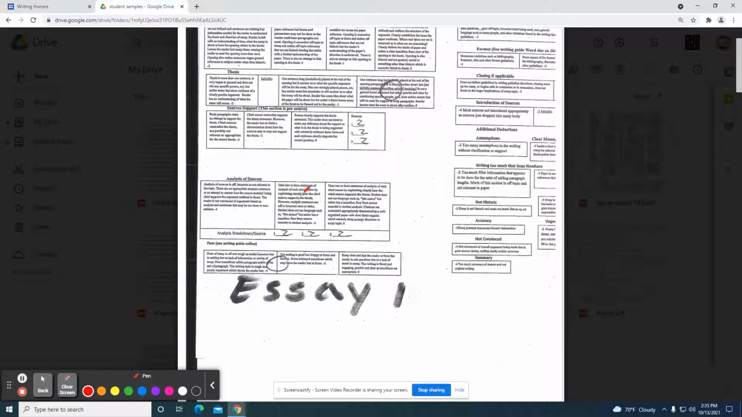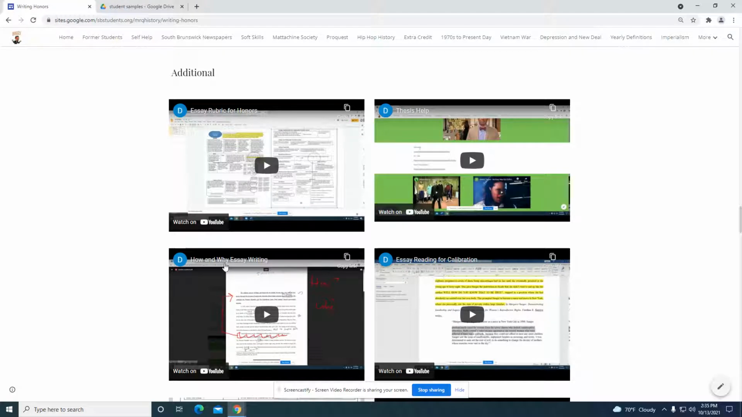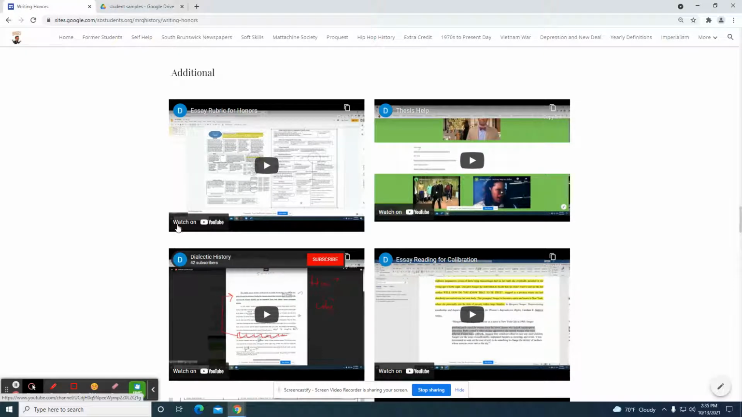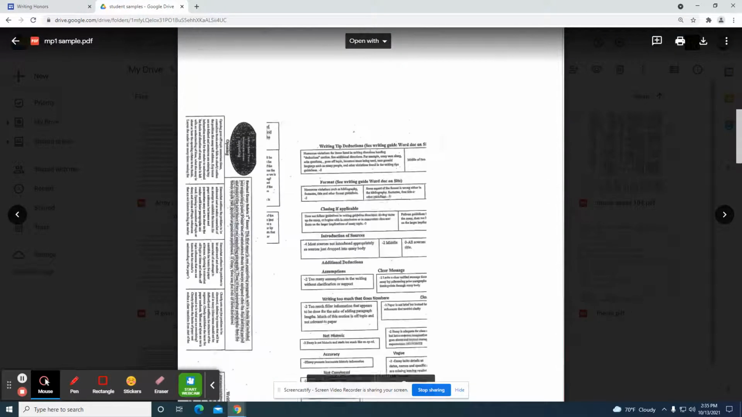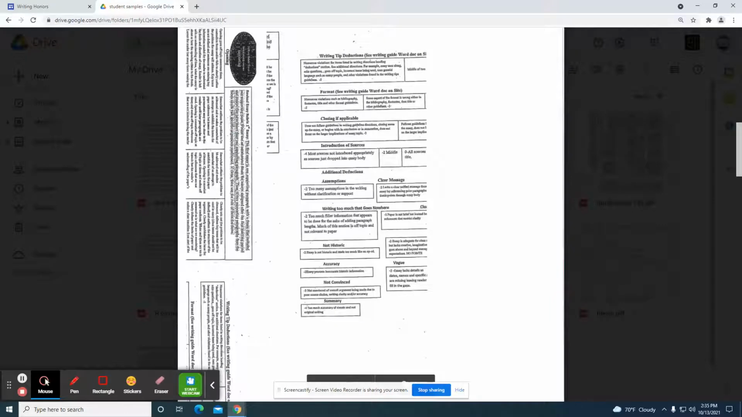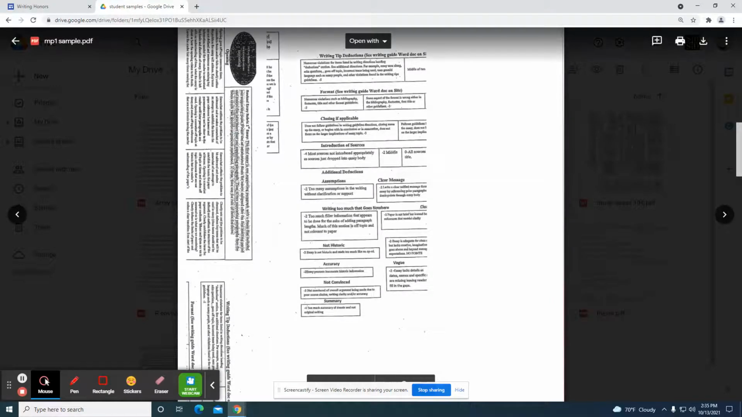Analysis of source. For this part, you want to think about the question how or why does this source that you identified support the thesis. That's your explanation. This is your evidence right here. If you're lost on what that means, you want to take a look at the screencast here, how and why essay. Coming down here, we see some additional deductions.